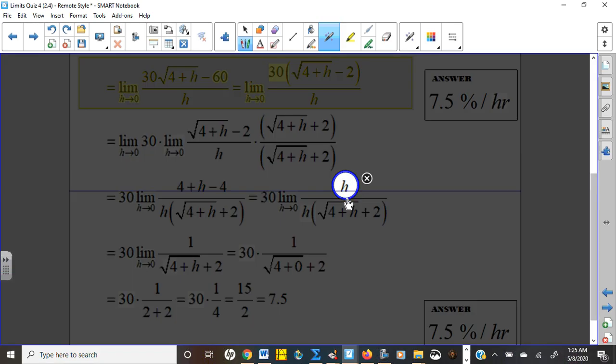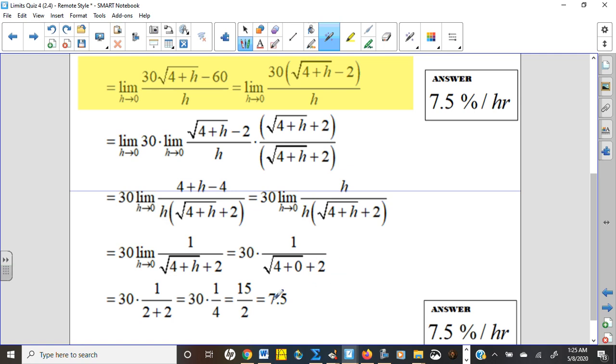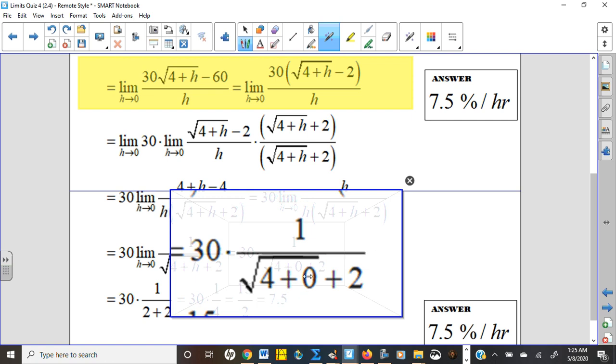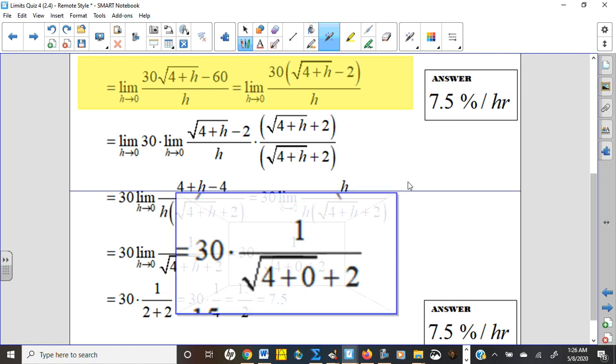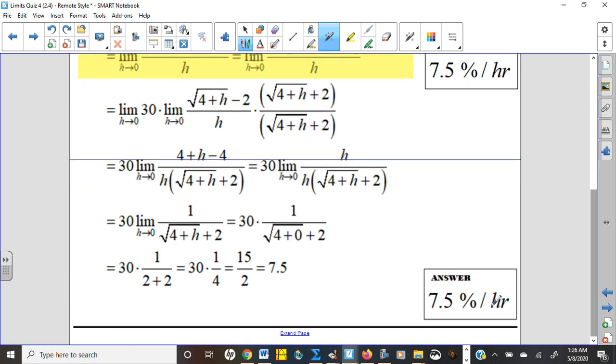And that's what I wanted, because remember, from the very beginning, I had this h in the bottom, and it wasn't going away until now. Now that I have just an h in the top and then the h in the bottom, those will cancel. And you can see that at this point, it becomes available to evaluate the limit. I plug the 0 in, and I just get 30 times 1/4, which turns out to be about 7.5. So 7.5% per hour.